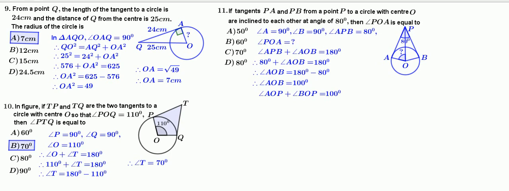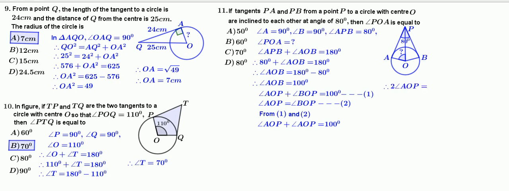Here, angle AOP plus angle BOP equal to 100 degrees. Call this equation number 1. But angle AOP equal to angle BOP. Call this 2. From 1 and 2, angle AOP plus angle AOP equal to 100 degrees. That implies 2 times angle AOP is equal to 100 degrees. Therefore, angle AOP equal to 100 degrees by 2. That is, angle AOP is equal to 50 degrees.